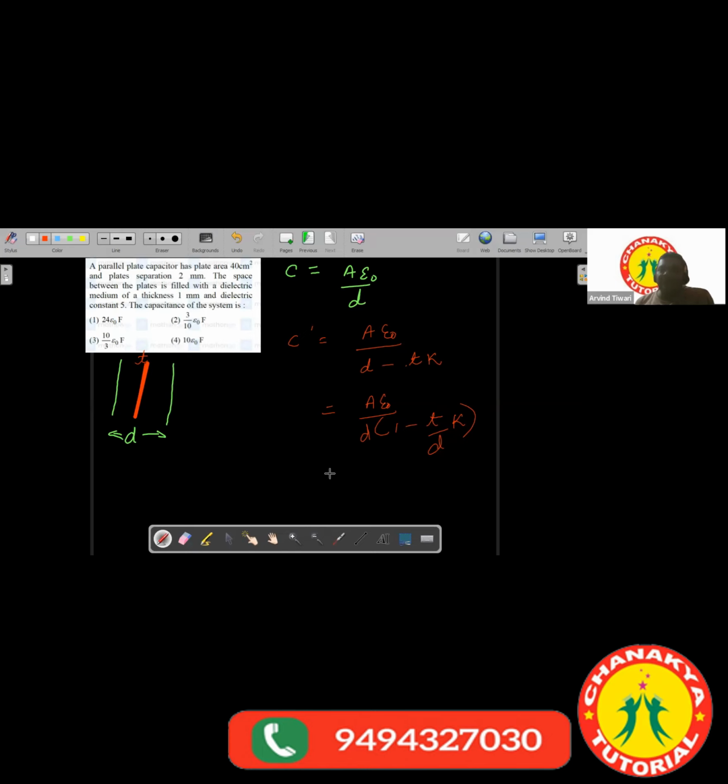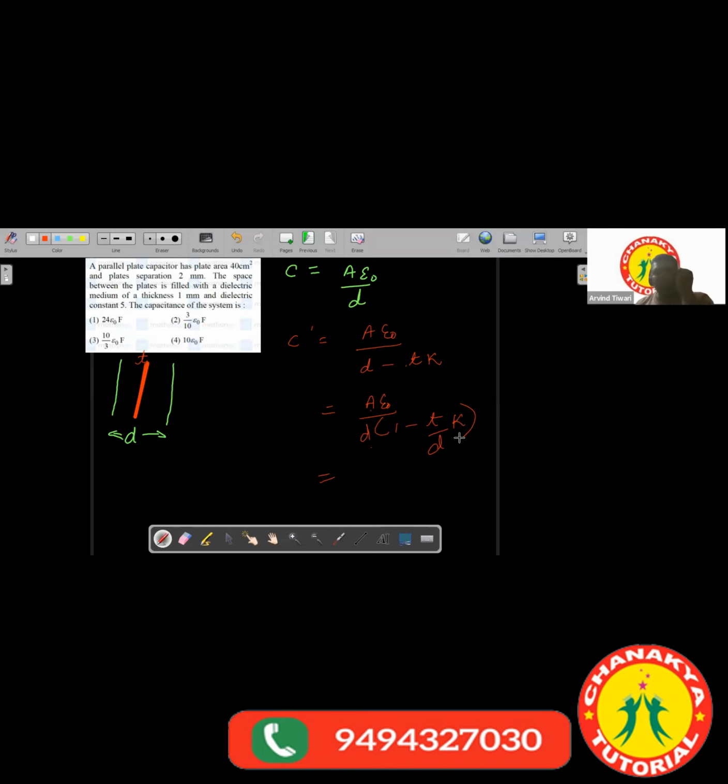So this capacitance will be A epsilon. We are given all the values. You can put the values of area, D, T and D. The value of T is just 1 mm. The value of D or thickness is 2 mm. You put here 2. That becomes 1 by 2 multiplied with the dielectric constant. So the dielectric constant is 5.